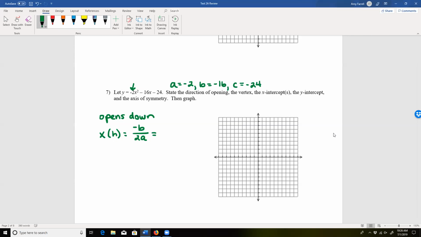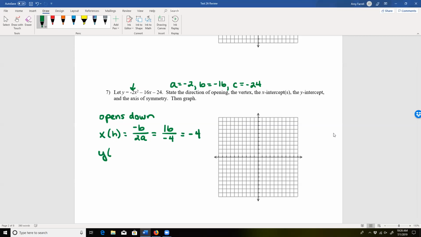So to come up with the x-coordinate of our vertex, I'm going to negate b, which would then be a positive 16. And then in the denominator, I'm going to take 2 times a, which would be negative 4, and divide that out to get negative 4. So the x-coordinate of my vertex is negative 4.